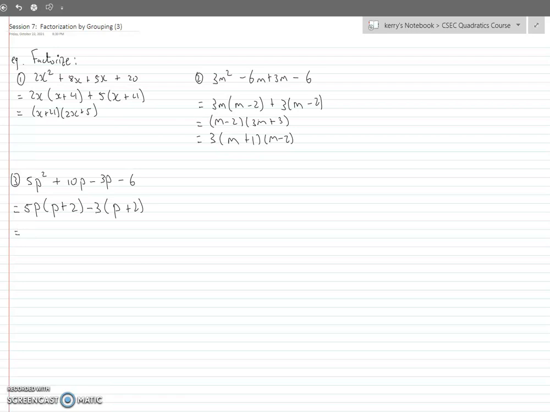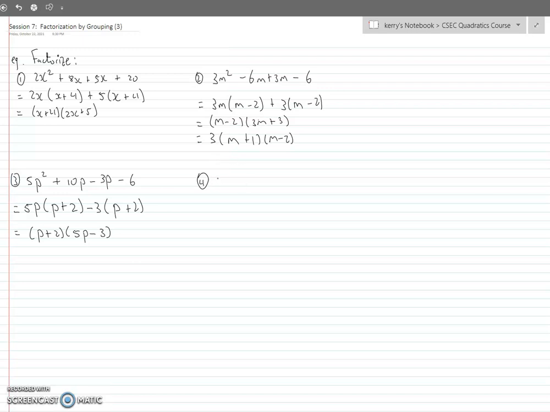So now we notice that this p plus 2 is in common with both of these terms. So I could withdraw the p plus 2 and I end up with these two numbers outside the brackets, which is 5p minus 3.